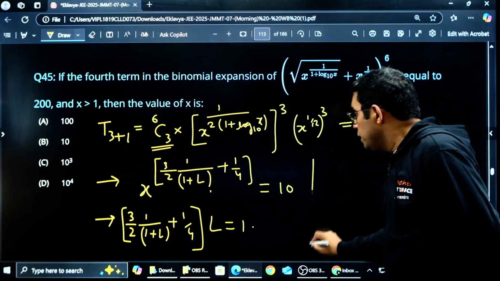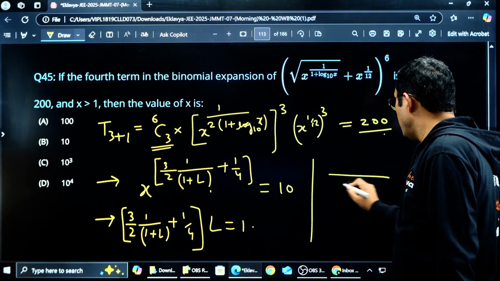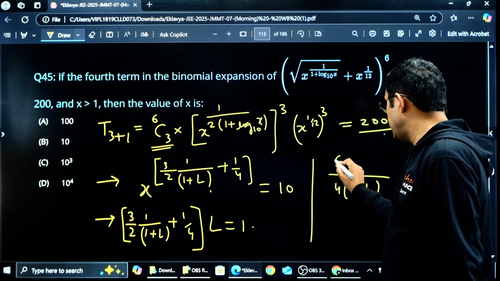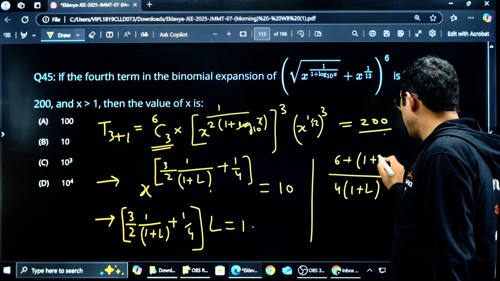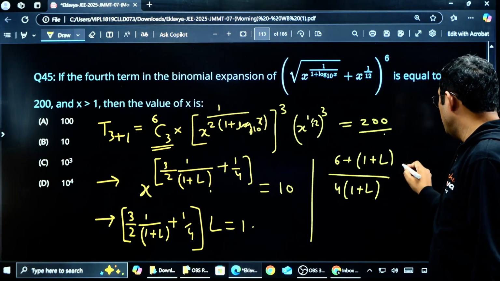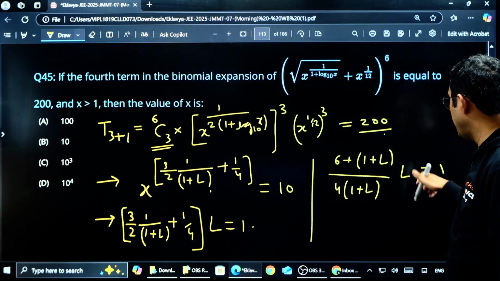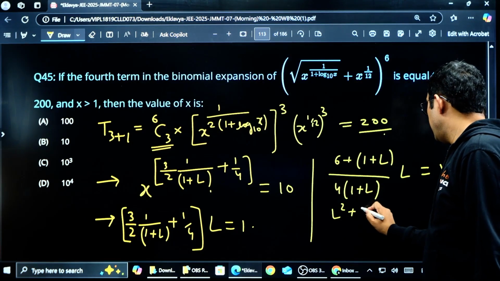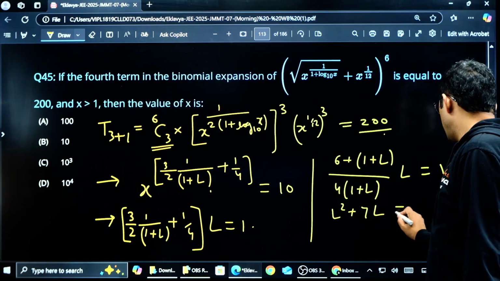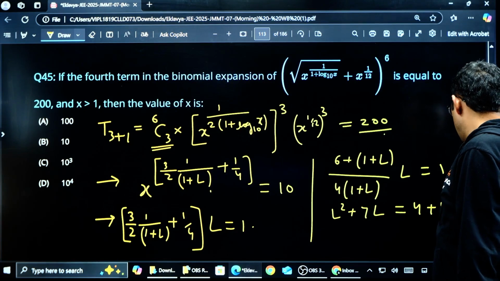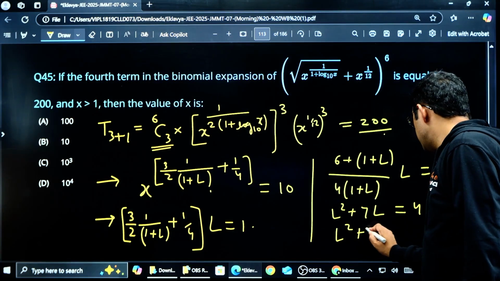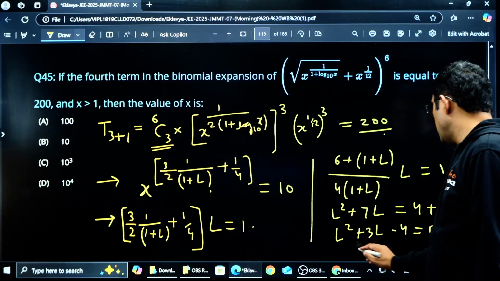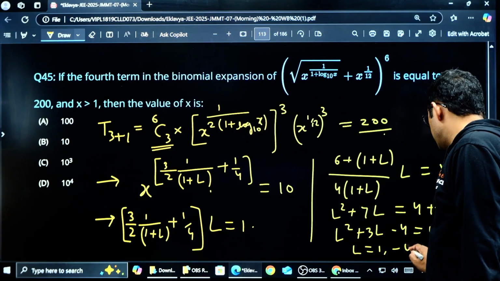Inside the bracket, if you take 4 into 1 plus L as LCM, that will be 6 here plus 1 plus L here into L is equal to 1. This will go that side, and here we will be having L square plus 7L. And on the right hand side it will be 4 plus 4L. We get L square plus 3L minus 4 equal to 0. Its roots are, I think, one is 1 and other is minus 4.